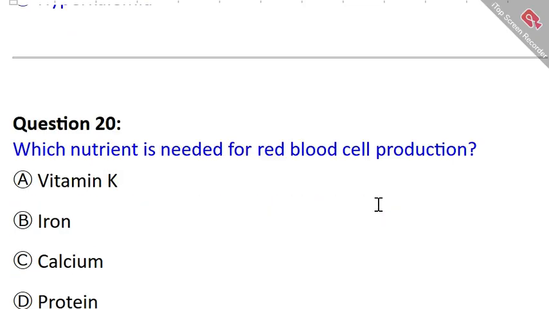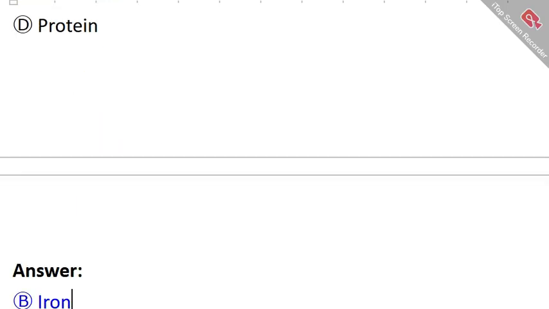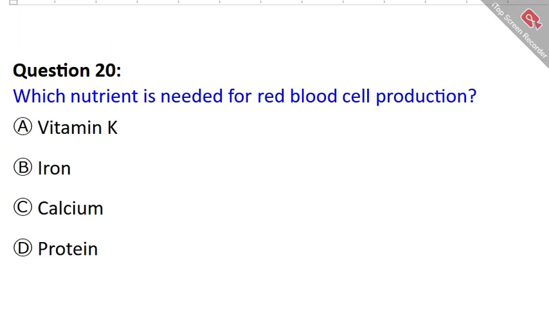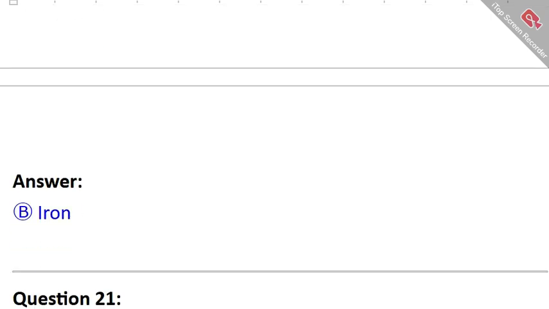Which nutrient is needed for red blood cell production? Four options. I will share the correct answer with you. Once you finalize your option, in this scenario, the correct answer is option B, which is protein. Protein is needed for red blood cell production.